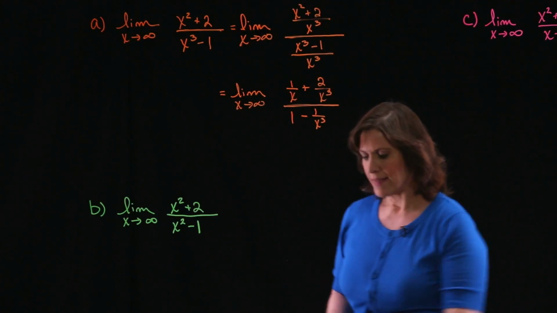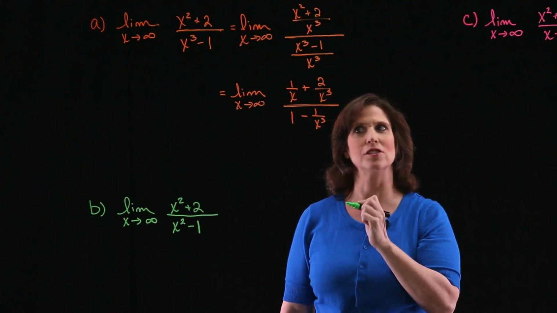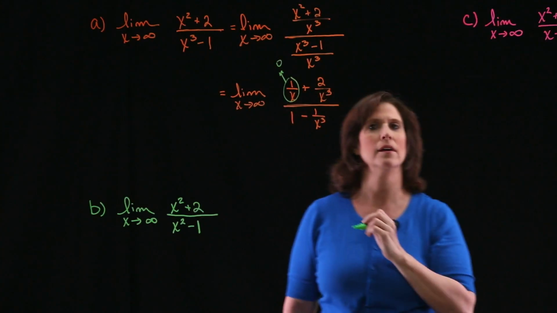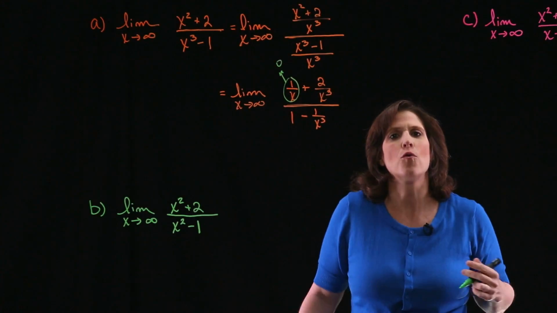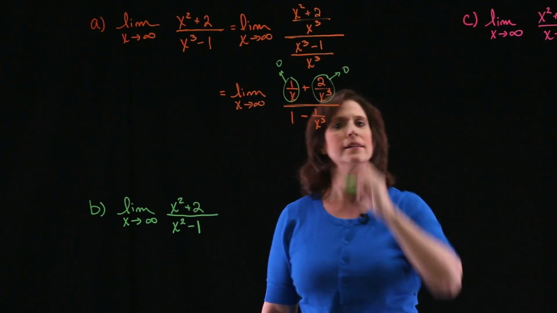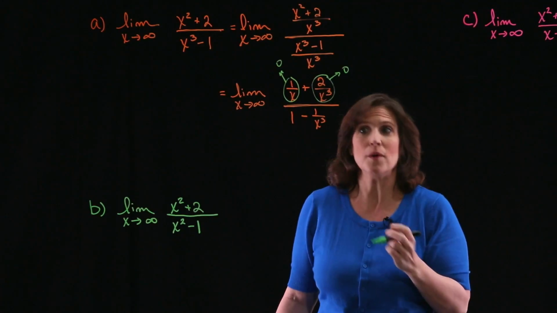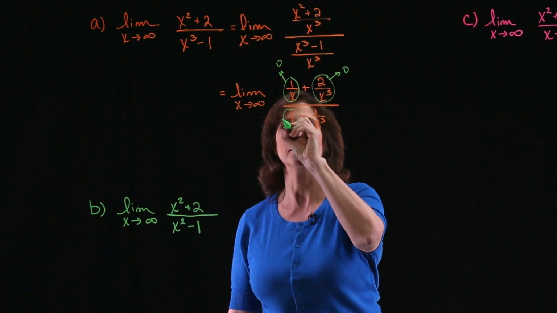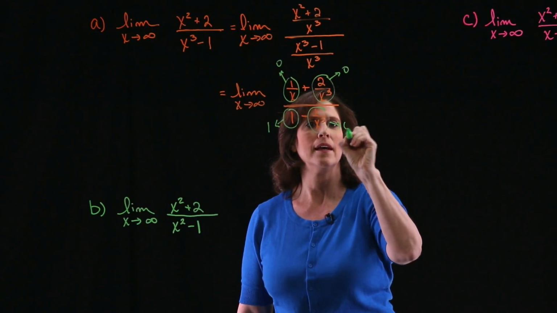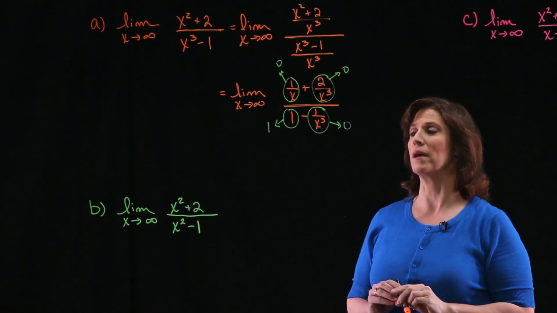Well, it turns out that as x gets really large, what happens to 1 over a very large number? It's getting closer and closer to 0. What's happening to 2 over a really large number? It's also going to 0. In the denominator, 1 is just going to 1. There are no x values here, so this is going to 1, and 1 over x cubed is going to 0 again. All right, well, what does that tell me?